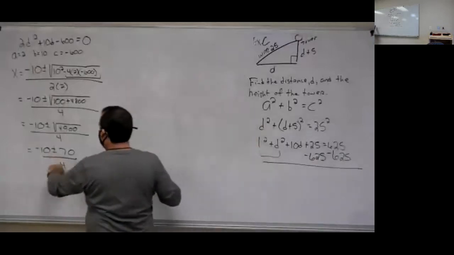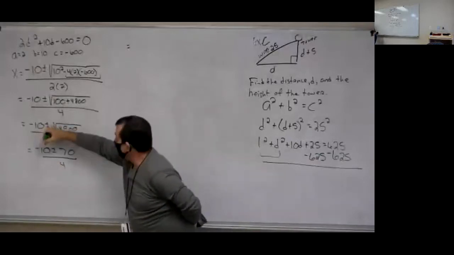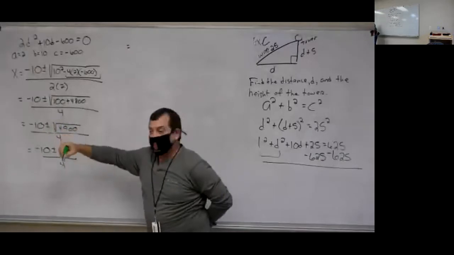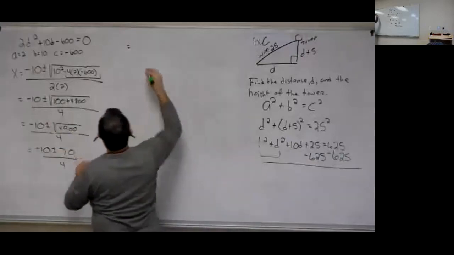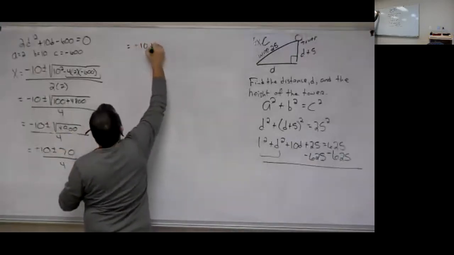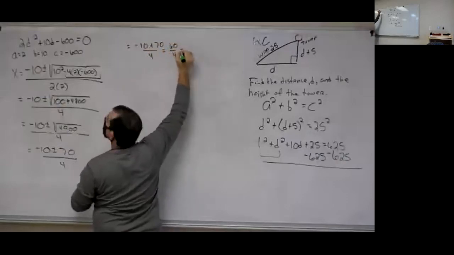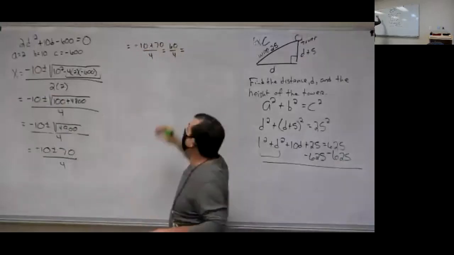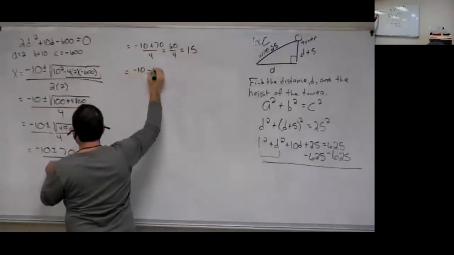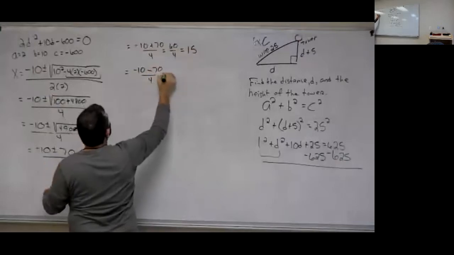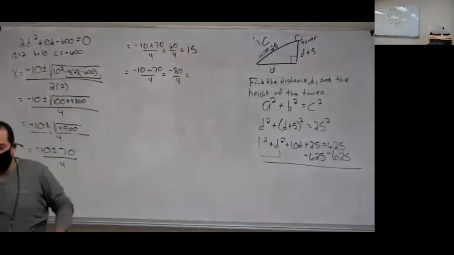All right, so let's see. To get my 2 answers, the first time I take negative 10, add 70, divide by 4. The second time I take negative 10 minus 70, divide by 4. So the first one: negative 10 plus 70 is 60, divided by 4 is 15. Now the second answer: negative 10 minus 70 is negative 80, divided by 4 is negative 20.